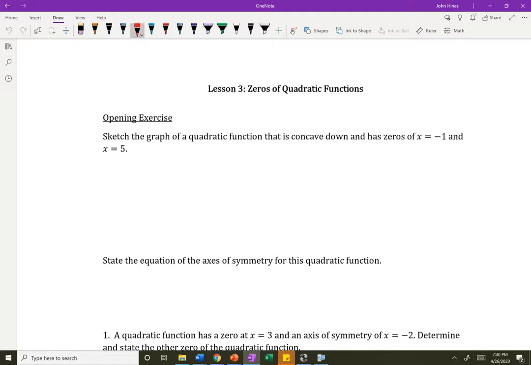Hi everybody, welcome to lesson 3 in which we're going to explore the zeros of quadratic functions. So we're going to play around more with looking at the zeros of parabolas. So sketch the graph of a quadratic function.